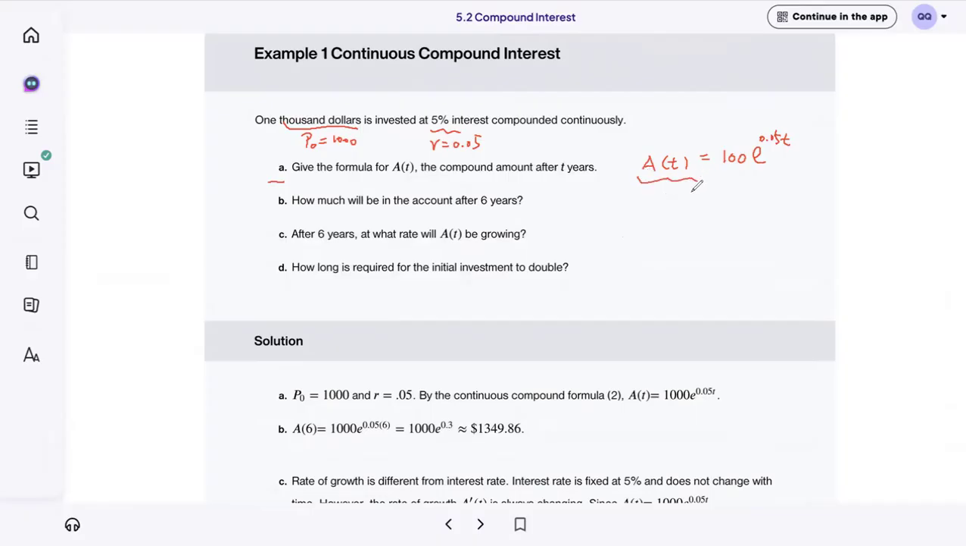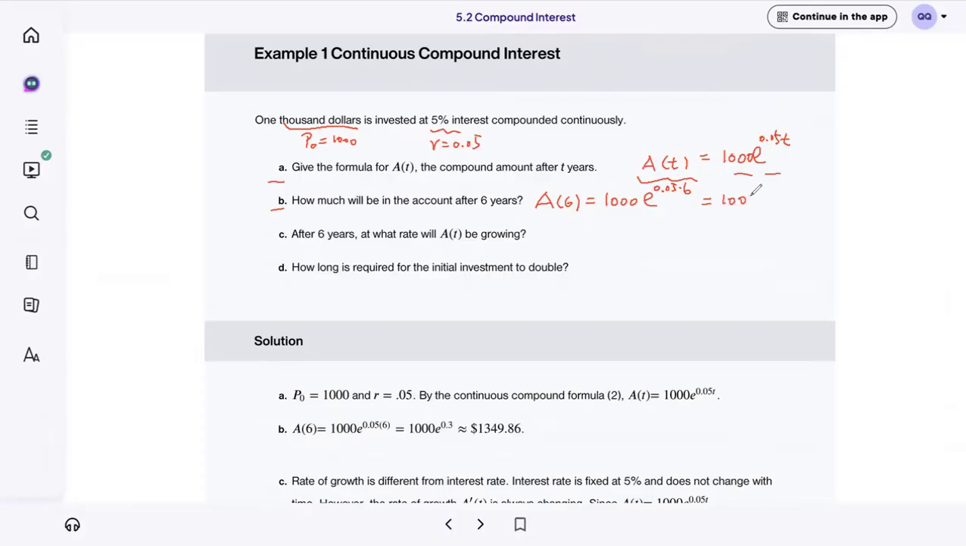That is the amount of money after T years, the compound amount after T years. Which is the initial value, $1,000, multiplied by Euler's number E raised to R times T, 0.05 times T. So after T years, the money staying in the account would be calculated this way. Okay, part B is asking how much will be in the account after 6 years. So we just plug in T equals 6. That's 1,000 times E raised to 0.05 times 6.